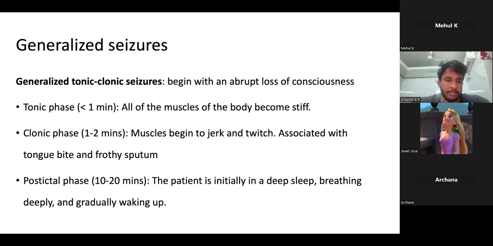Then you end up with a postictal phase, which can last for about 20 minutes, where the patient is in deep sleep or might just be confused. And they might be breathing deeply, and they gradually wake up. So beyond 20 minutes, if the postictal phase lasts, you generally call it an abnormal postictal phase. And you might think about causes like non-convulsive status epilepticus in those conditions.